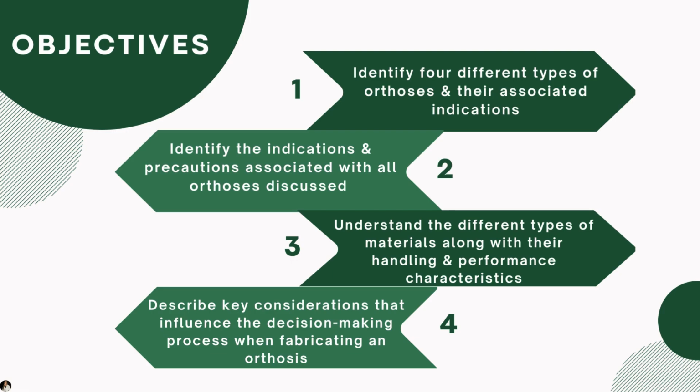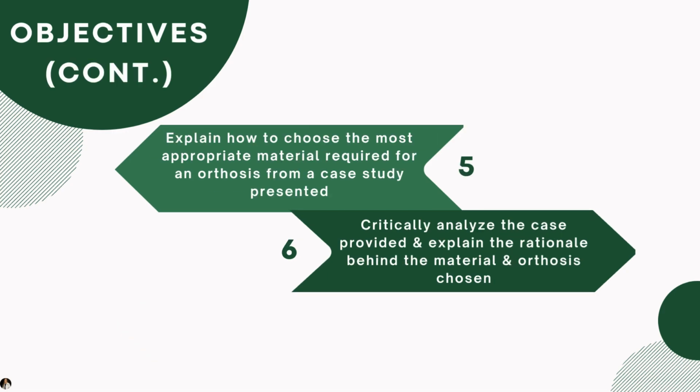identify the indications and precautions associated with all orthoses discussed, understand the different types of materials along with their handling and performance characteristics, and describe key considerations that influence the decision-making process when designing an orthosis. Lastly, we're going to explain how to choose the most appropriate material required for an orthosis from the case study that we go over, and critically analyze the case provided while explaining the rationale behind the material and the orthosis that we choose.